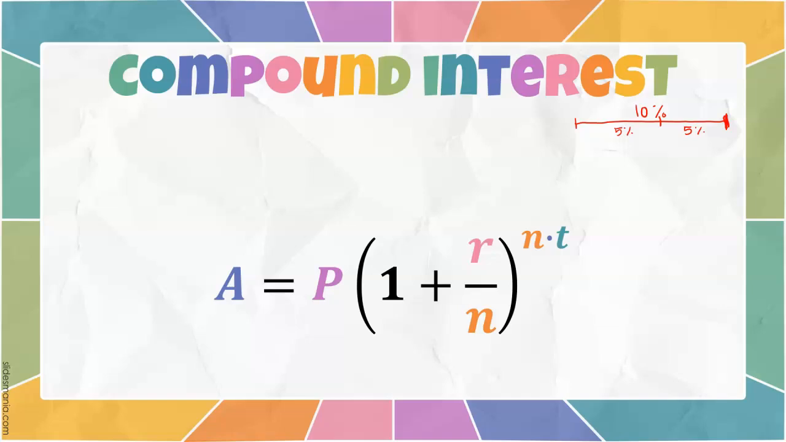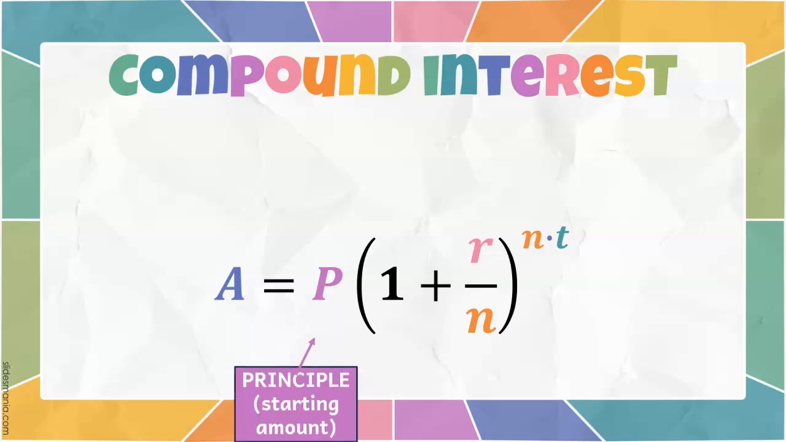Over the course of the year, you can see that our interest rate still is 10%, but we're going to split it up into multiple payments. And this actually is better for us in terms of making money. We make more money when the interest is compounded.